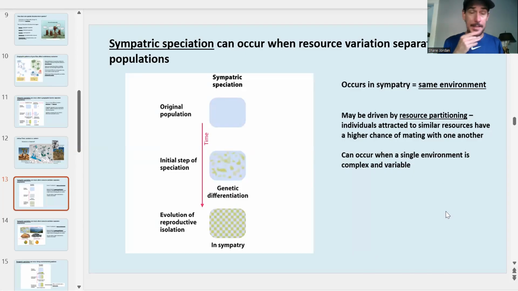And so what we see is that sympatric speciation is something that tends to be able to happen within a single environment if that environment is really complex and variable, allowing these different ecological opportunities to exist. Resource A, resource B, for example, maybe even resources C, D, E, and F.